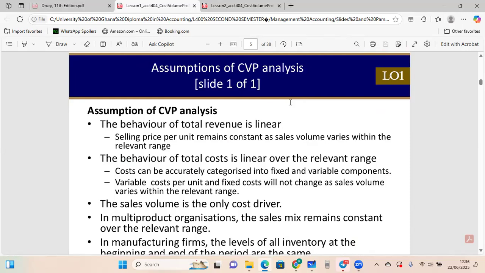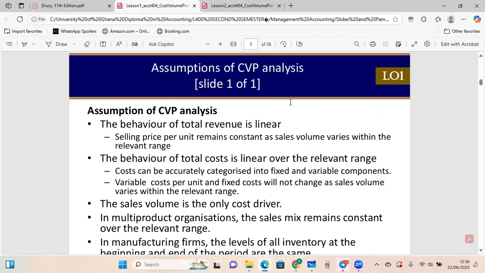So the first assumption we have here is that total revenue is linear. So selling price per unit remains constant as sales volume varies. So meaning that as far as CVP is concerned, the selling price per unit of a particular product is the same throughout. There is no discrimination. So if it is 10 cedi, it is 10 cedi throughout. We don't change it, but it is within a relevant range, a particular period of time, right? But we know that in most organizations, the selling price is not actually the same throughout, right? So that's why it makes it a limitation.